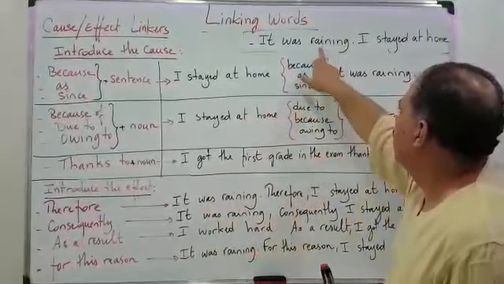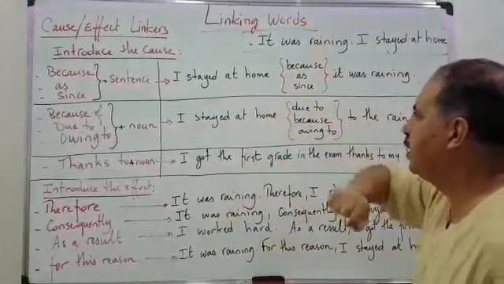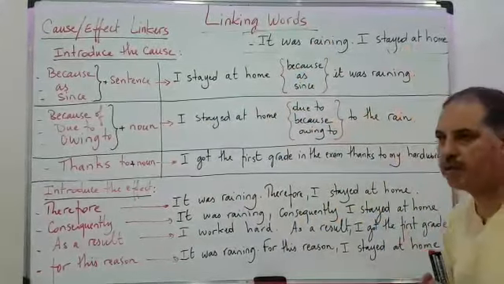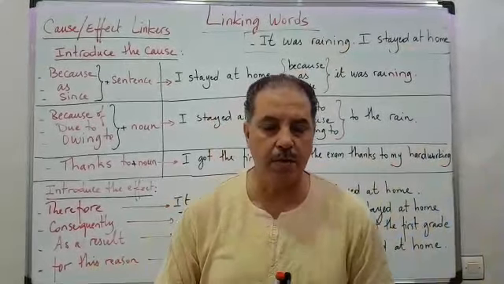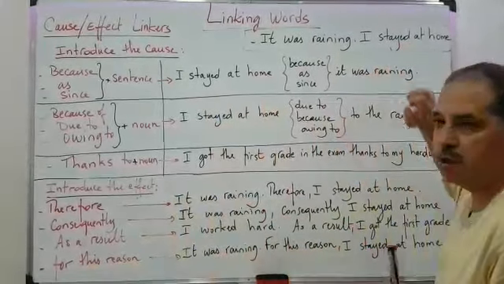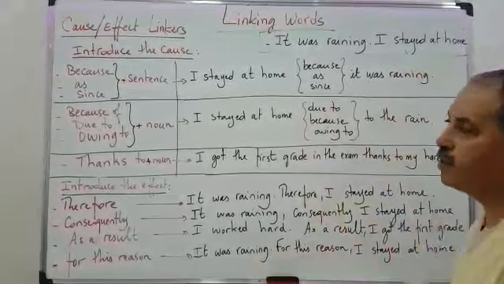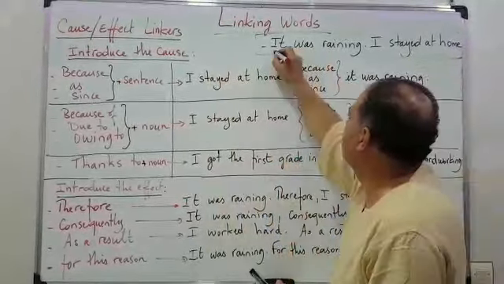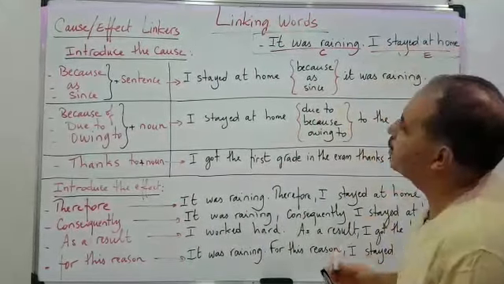Now here, before talking about these cause and effect linkers, let's see where is the cause and where is the consequence. It was raining. So this is what? This is the cause. And the effect, or the consequence of this rain or this bad weather, is staying at home. So we know this is the cause, and this is the effect.